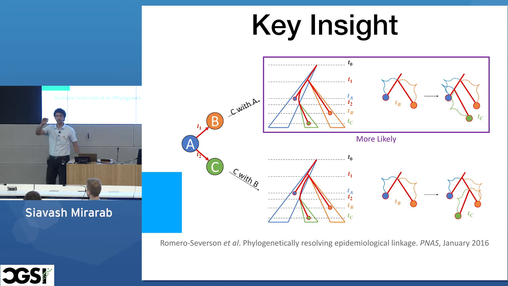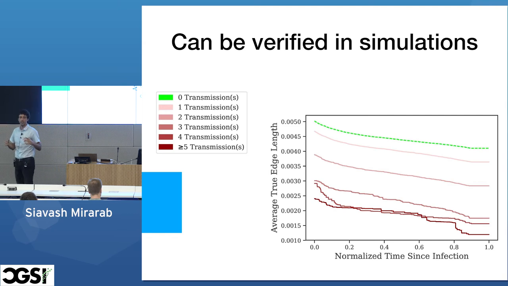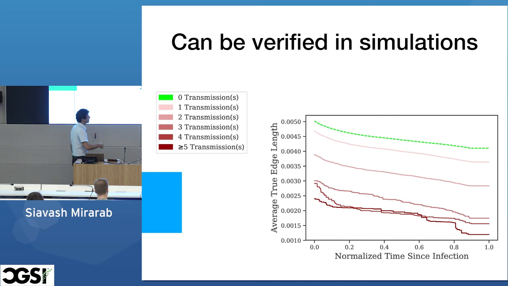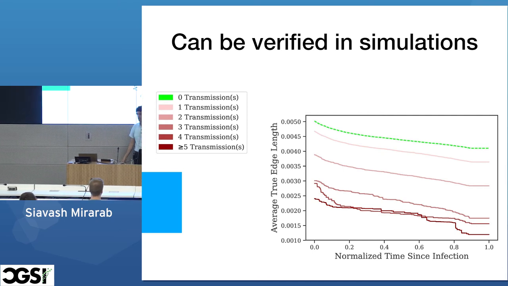Okay, so if someone keeps transmitting to other people, their branch length should keep getting shorter and shorter and shorter, right? So the branch length has signaled about how many times they have transmitted in the past. In fact, in simulations using that framework that I described, you can see this. So this is time, normalized time since infection for each person. And on the y-axis is the average branch length in the true phylogeny, which we know because it's in a simulation. People who never infect others are shown in green. They have on average longer branch length, and the more you transmit, the shorter and shorter the average branch length gets. So there is signal, but how strong is the signal?